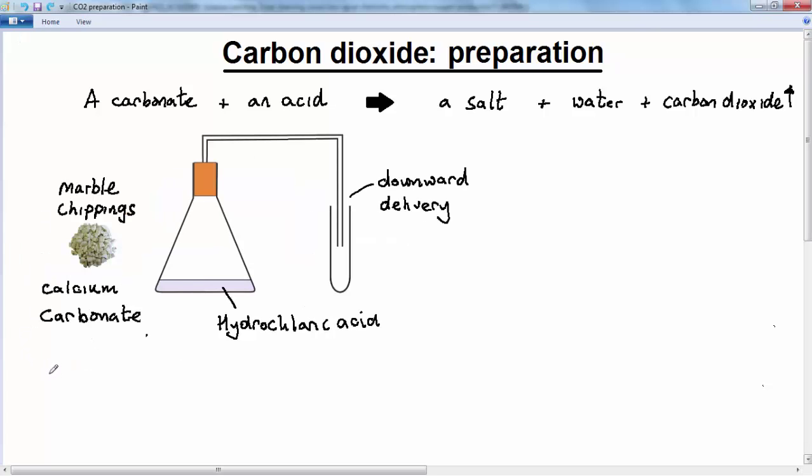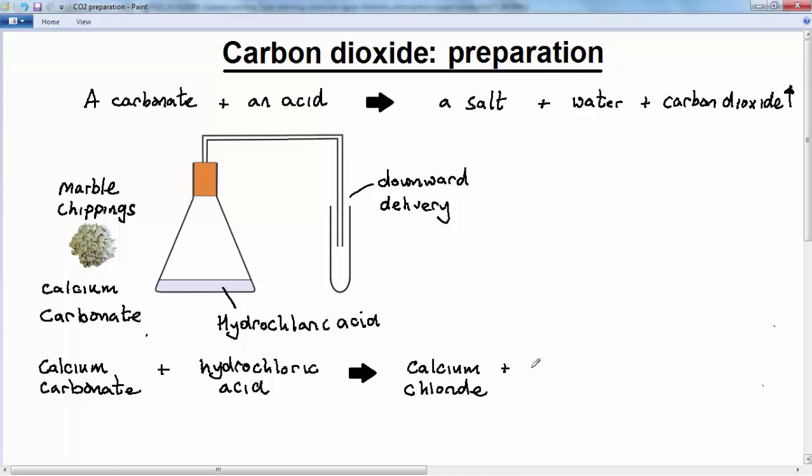So let's write out the equation for this reaction. So we've got calcium carbonate. There are a lot of big words in this reaction, so I'm going to have to write it like that. Okay, plus hydrochloric acid, and the salt in this particular reaction, well, the calcium from calcium carbonate would join with the chlorine from hydrochloric acid to produce calcium chloride, plus water plus carbon dioxide.